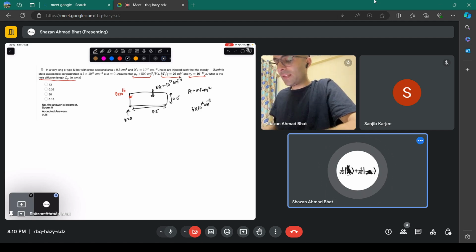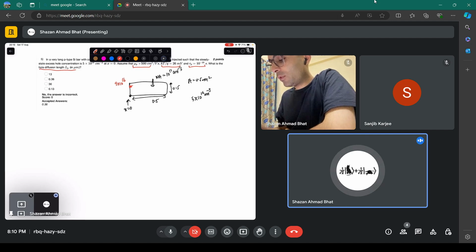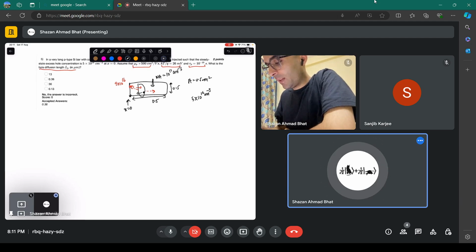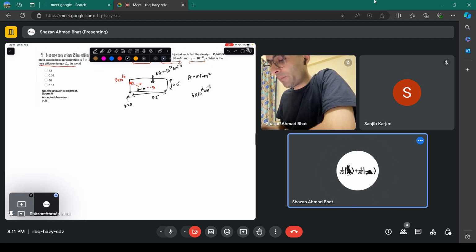Diffusion length is the length which the carrier travels before recombining. If the hole is here, it will diffuse to lower hole concentration regions. But because electrons are here also, if the hole is moving this way, the electron will be moving this way, and at some distance they will recombine. The distance which both of these carriers travel before recombining is the diffusion length. So that is the concept of the diffusion length.